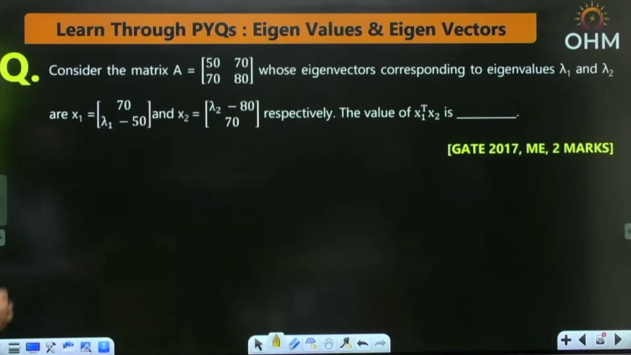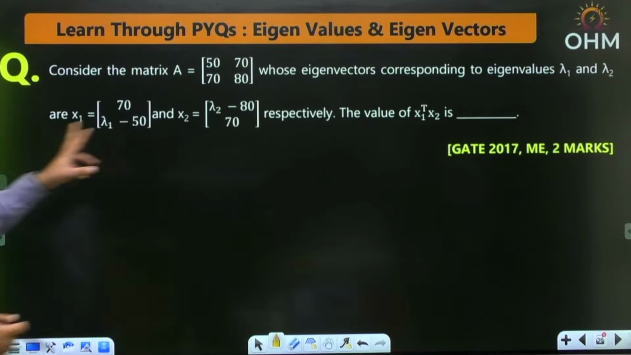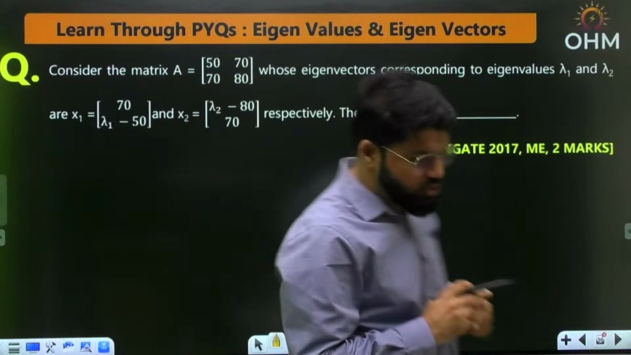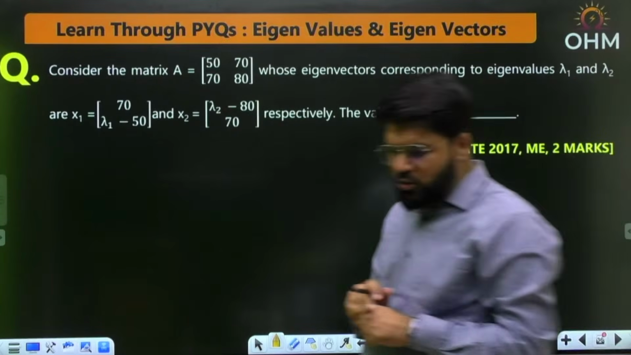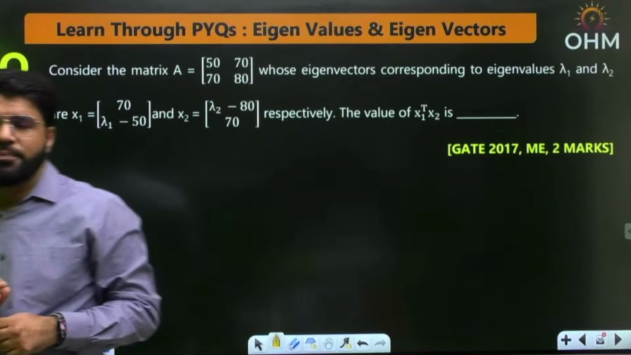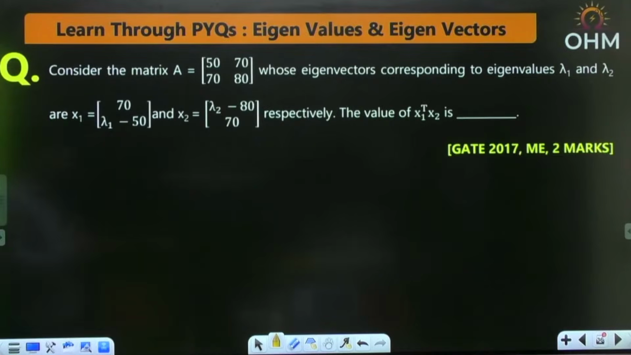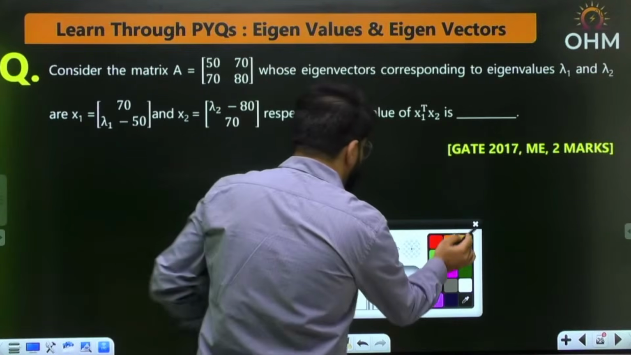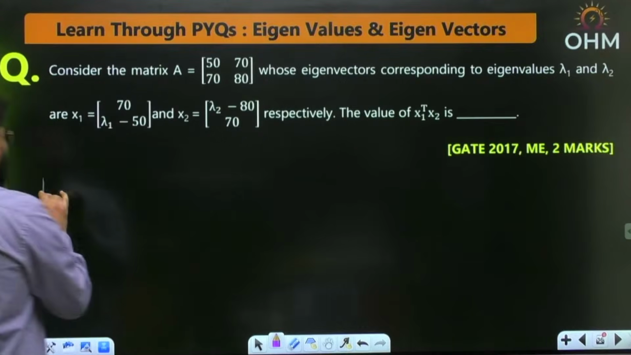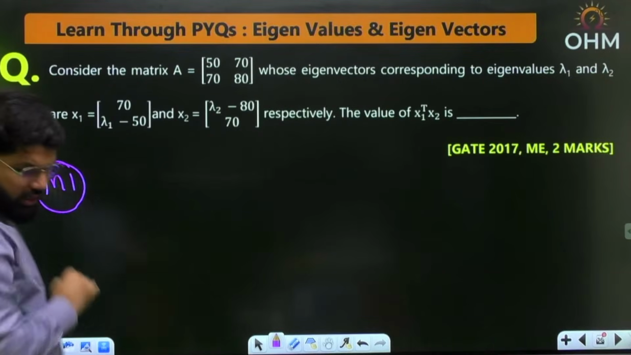Consider the matrix A, [50, 70; 70, 80], whose eigenvectors corresponding to eigenvalues lambda 1 and lambda 2 are x1 and x2. What is x1 transpose x2? GATE 2017, mechanical, 2 marks question. What is the value of x1 transpose x2? Now see here, method number 1. First, I'll talk about a direct method.